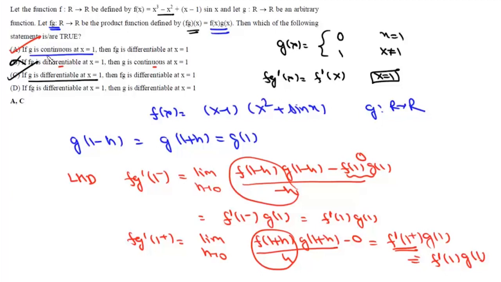And d is, if f into g is differentiable at x equal to 1, then g is differentiable at x equal to 1. Now this is clearly not true, because if it is discontinuous, then it is also not differentiable. So the correct options are A and C.